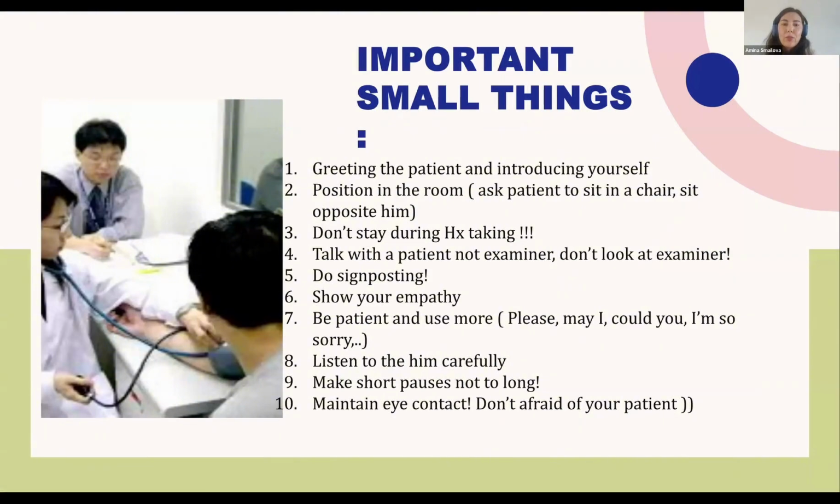Important small things that you should know about the NZREX exam, how to do the history taking part. Greeting the patient and introducing yourself is important because you will get scores for this part. Please don't start with, "So I am Dr. Amina. So tell me, please, how can I help you? What's your complaint?" This is very rude.